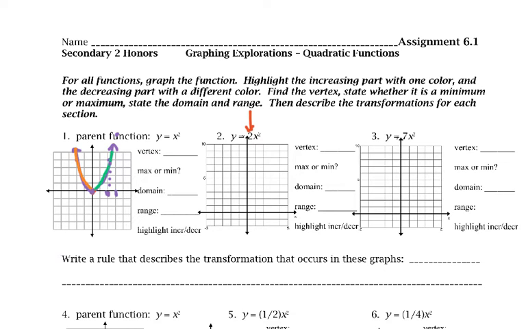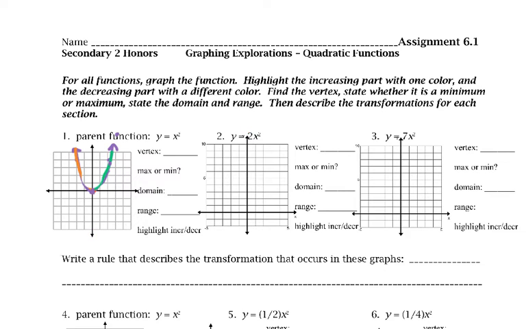I also want you to notice the symmetry. So all quadratics have this symmetry, and so here the line of symmetry is right down the y-axis, so it's symmetric on that side. But think about if the graph was moved left or right, then the line of symmetry would be, again, moved over to the left or right. But the line of symmetry is always going to be through the vertex.